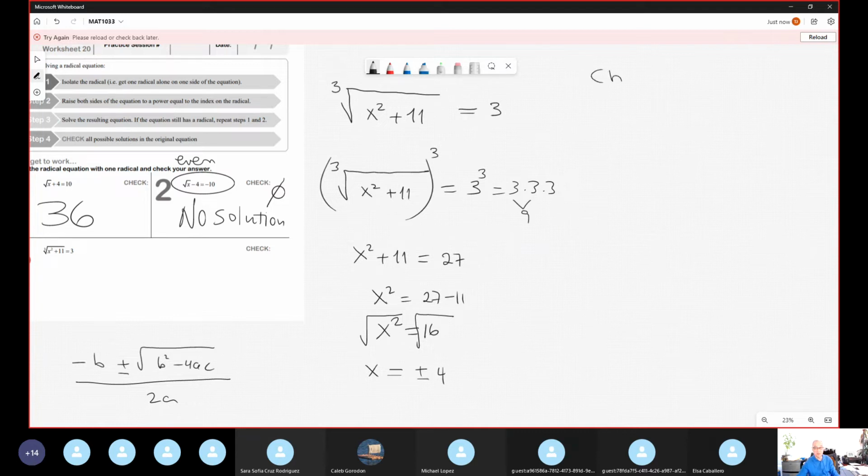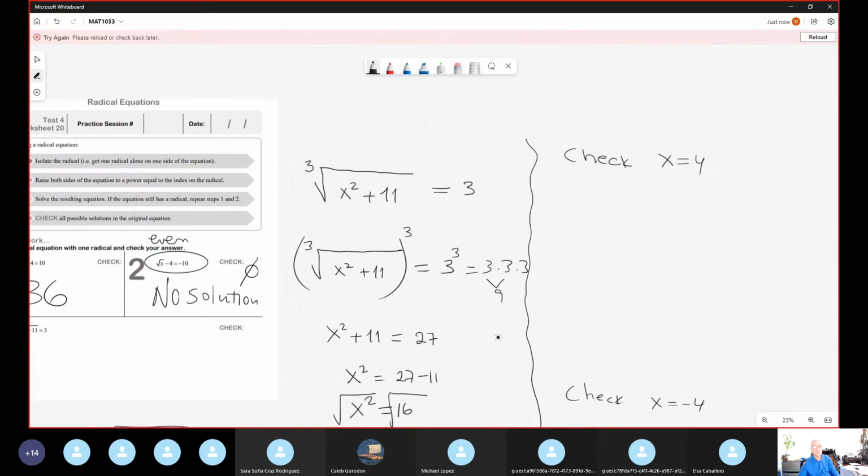Checking for positive 4, and checking for negative 4. But I anticipate that the checking is not necessary. But suppose you don't know, you forgot. Because in a radical equation, when the index is an odd number, we never have an extraneous solution. That situation never happens. But I don't know, so let's check it.